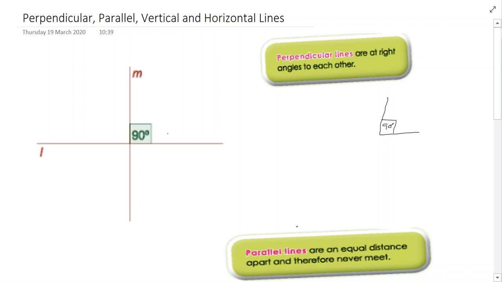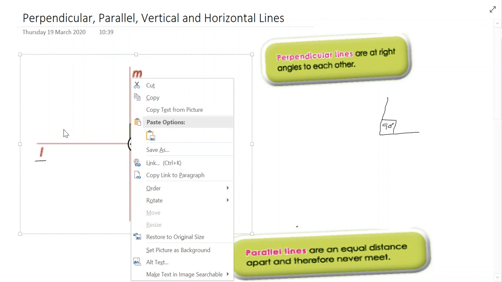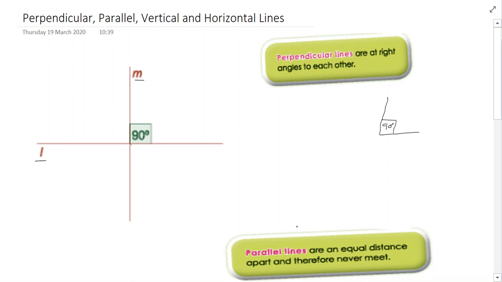Okay, so if we have a look here, remember we have two lines, the line L and the line M. They intersect at this point here. Because L and M intersect here, they form this angle which is 90 degrees. So they form a right angle, and these will be known as perpendicular lines.